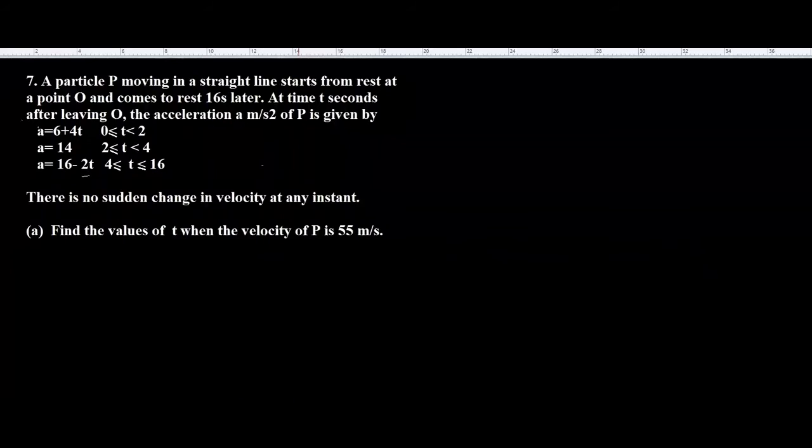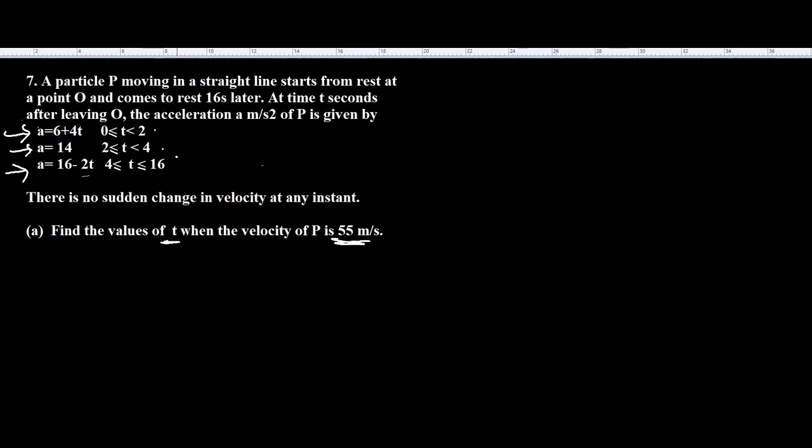In this question number 7, they're talking about a particle that is moving in a straight line and its acceleration changes. In the first 2 seconds, the acceleration is this equation, then it is constant for the next 2 seconds, and for the next 12 seconds, this is the equation. So they are asking us the time when the velocity is 55 meters per second. But we are not sure. It is starting from rest, but which of these 3 parts will give us a 55 meter per second velocity, we are not sure about it. So we'll have to try it for every one.